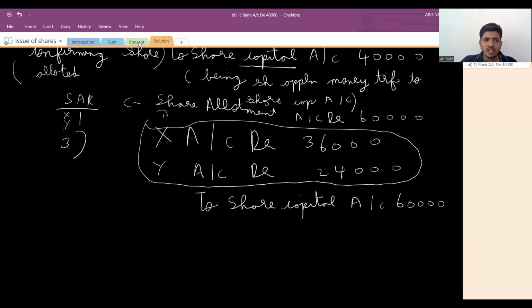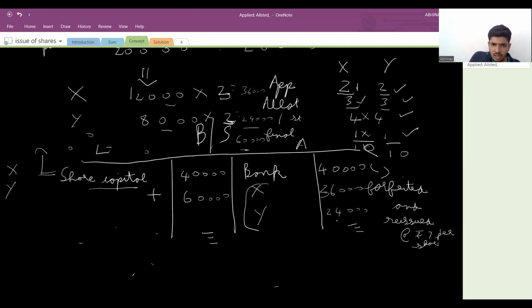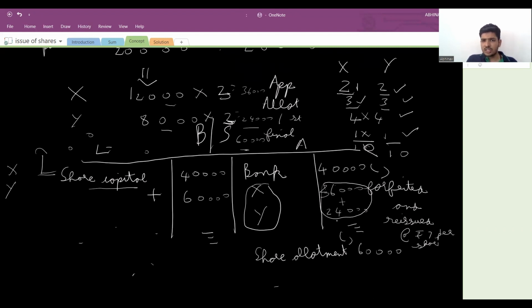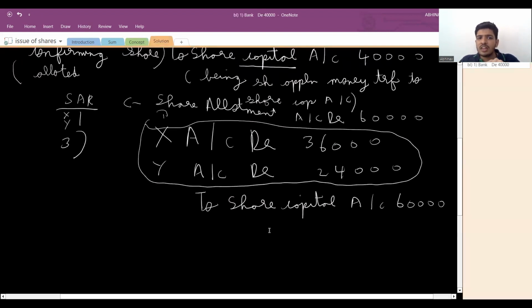So now let's go to the balance sheet. In the balance sheet, it will be share allotment 60,000, and 60,000 will be written here on the asset side. So now also both sides tally. 40,000 plus 60,000, 40,000 plus 60,000. Both sides tally. This entry is thorough. Now, this is the entry for demanding money.